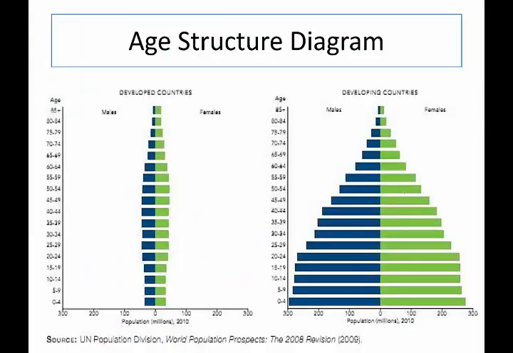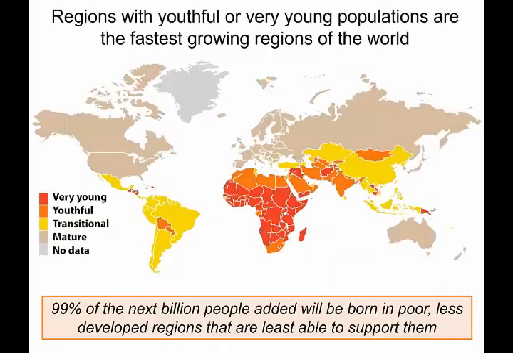Here's another age structure diagram, and you can see they've kind of lumped developed countries and developing countries. And again, you see more of the triangle here with developing countries, and you can see that it's more top-heavy. So most of the increase in the world's population will be coming from these developing countries.